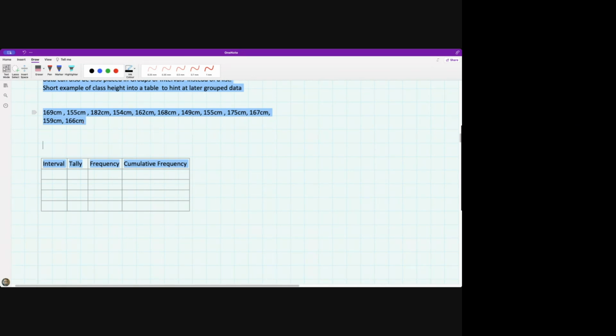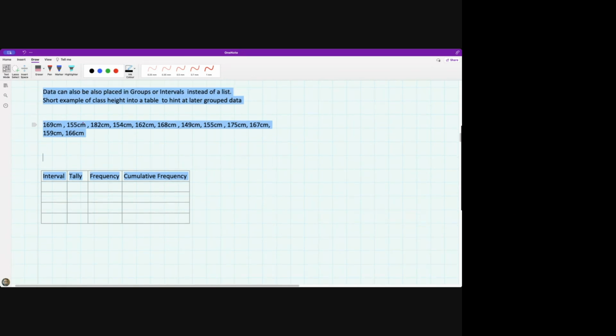There's not a perfect answer here, but it says here, data can also be placed into groups or intervals instead of a list. So this is a list of data points. It's almost like I've measured people in my class. Now, I want to put this into a grouped data table. I want to summarize it because I'm sick of looking at this long list. I want to make meaning out of this. So I've got this thing called a data table. And yeah, Bukle, let's go to you.